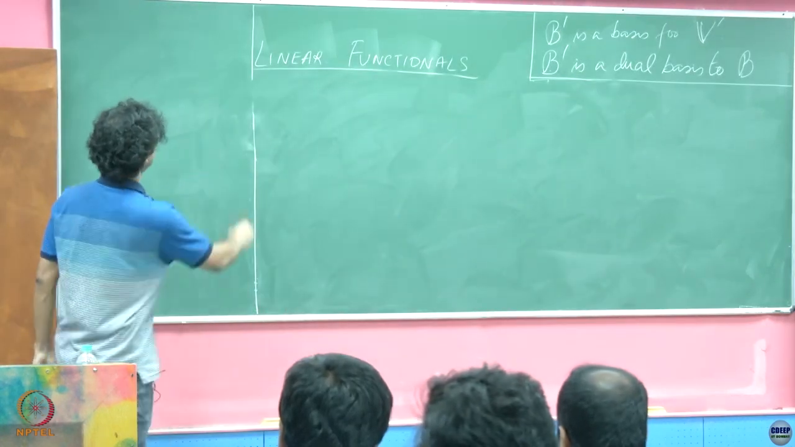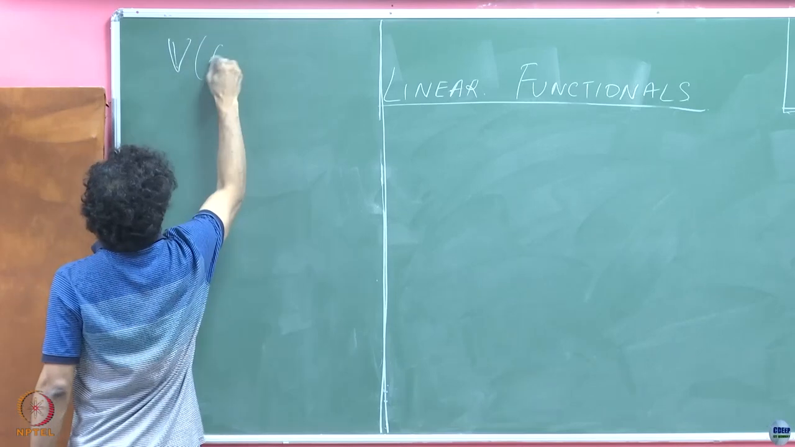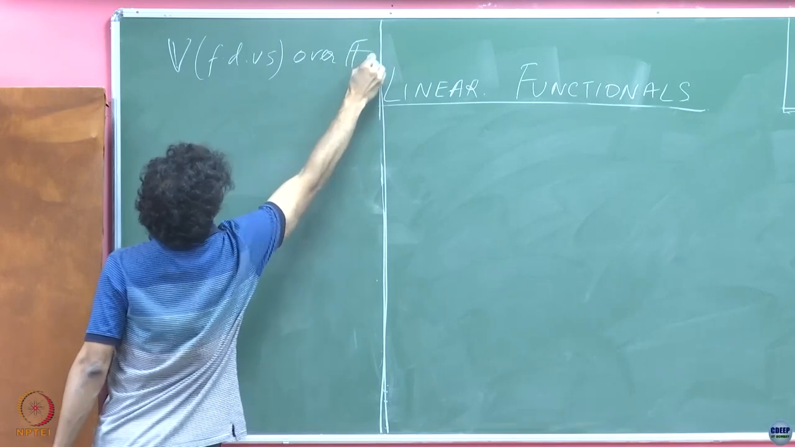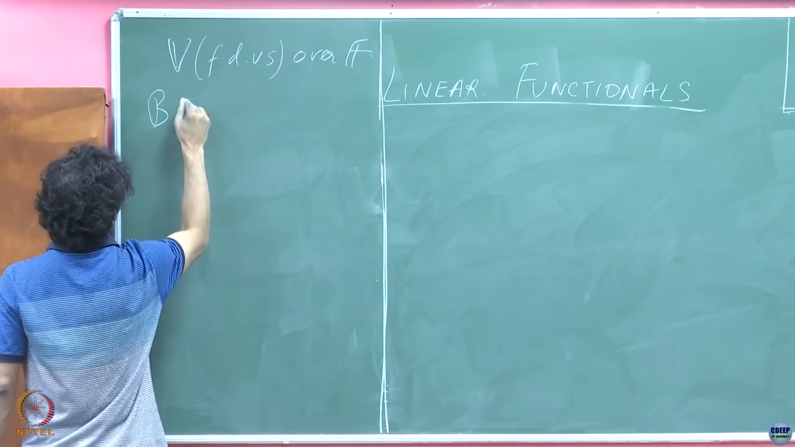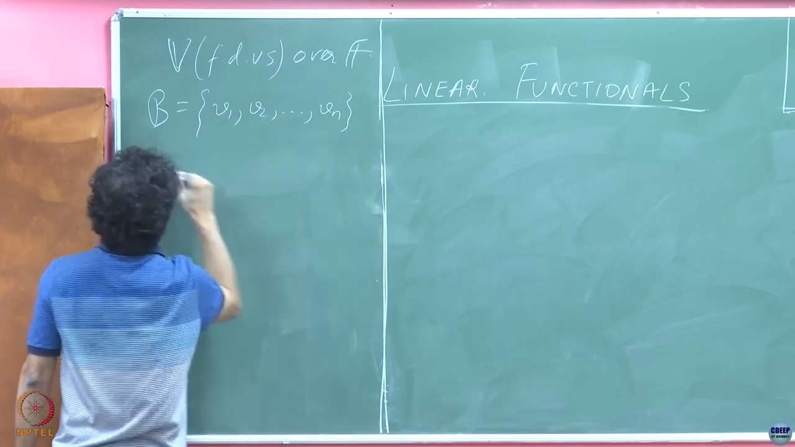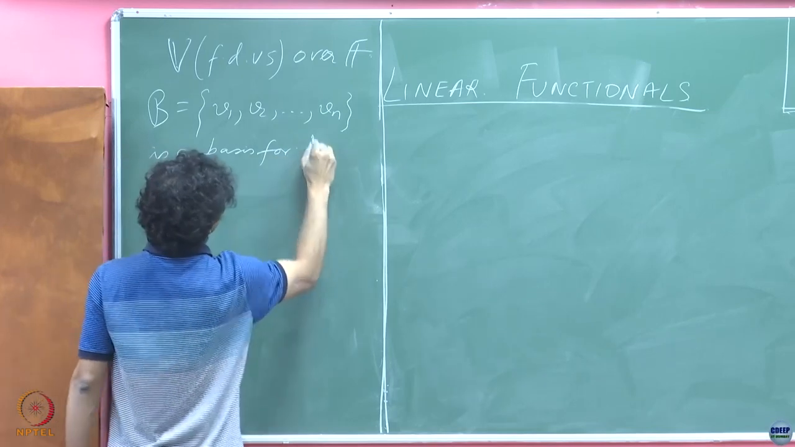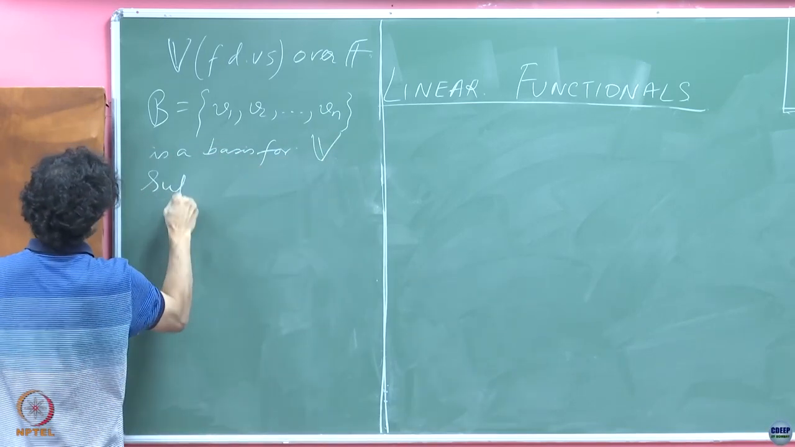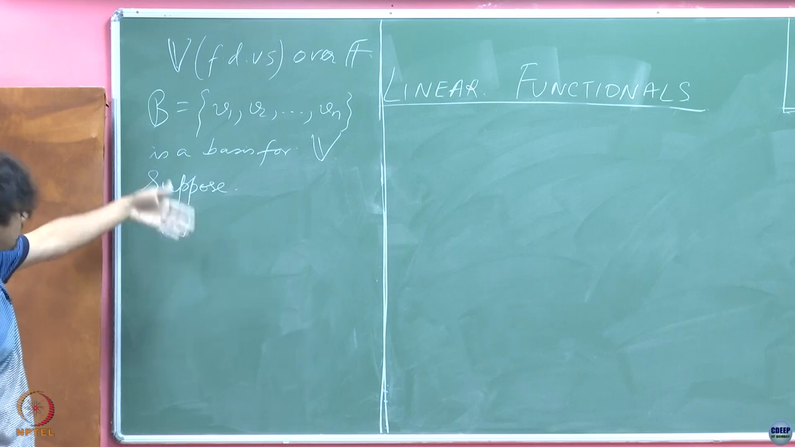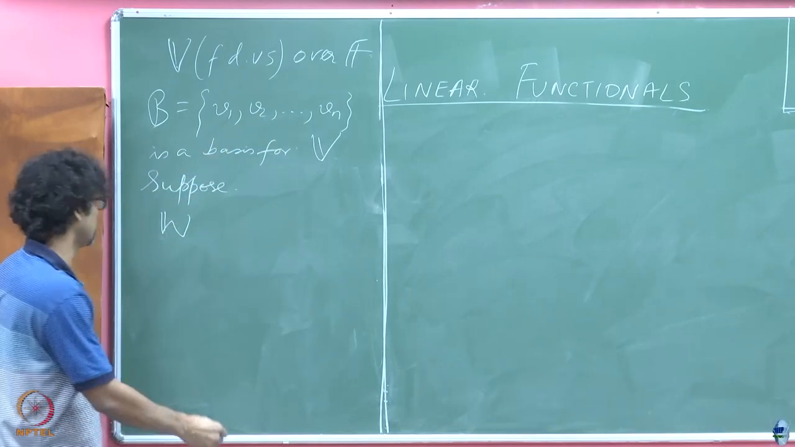Now, let us look at the following situation. V, a finite dimensional vector space over F, and B equal to V1, V2, ..., Vn is a basis for V. Suppose W, yeah, I mean, I could have started the other way around. I could have started with a W, taken a basis for W and expanded it to a basis for V. It doesn't matter. You get the idea.